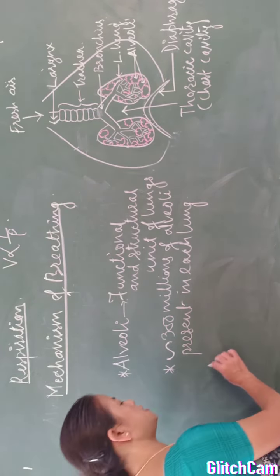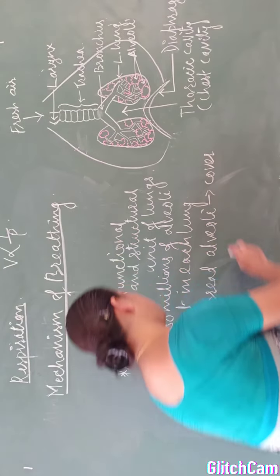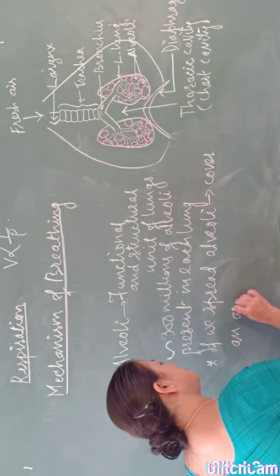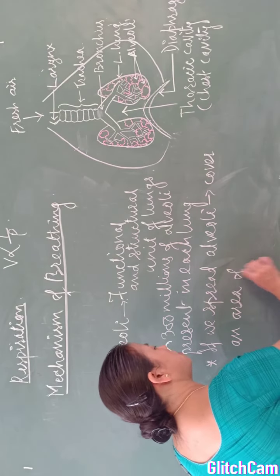And if we spread all alveoli of our lungs, it will cover an area of 80 meters square. So, you can imagine, students, how efficient our alveoli or lungs are in taking in oxygen from the atmospheric air. So, these are some facts regarding alveoli. Now, let us go into the mechanism of breathing.